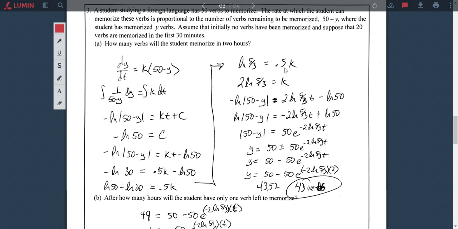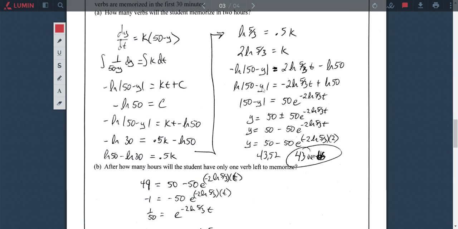And then this 0.5 is the same thing as 1/2, so I multiply it by 2. We get k is 2 times the natural log of 5/3. Stick your k back in there, and now we want to solve for y. So switch the signs, which I did there.